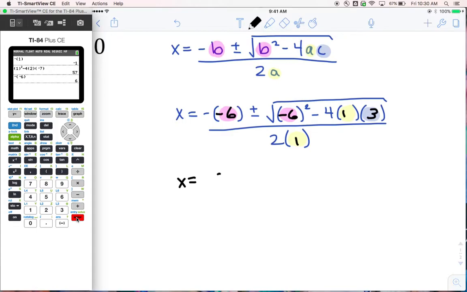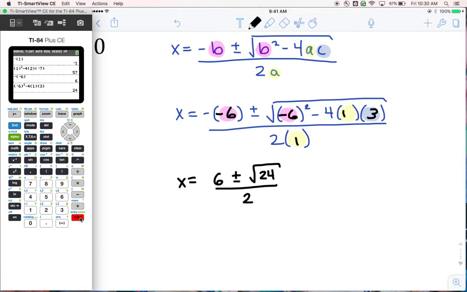So I've got 6 plus or minus the square root of something, all over 2 times 1, which is 2. Let's figure out what number actually goes in this square root. I'm going to type in exactly what I see, no square root though, just what's under the square root: -6 squared minus 4, parentheses, 1, and my last parentheses, my C value is 3. And I get 24.